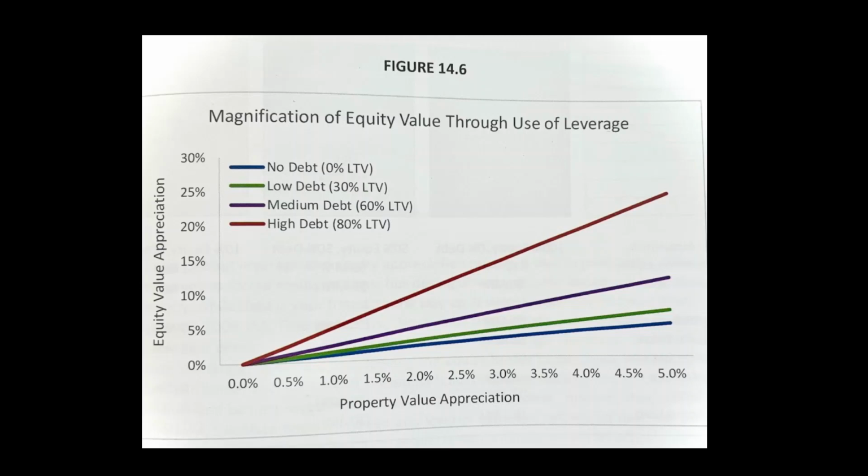So the chart here has the red line, which is high debt, 80% LTV, which means you put 20% down. That means if the property appreciates 5%, your equity return is 25%. And we're going to look at this in the table and do a couple other numbers to see how that plays out as well.